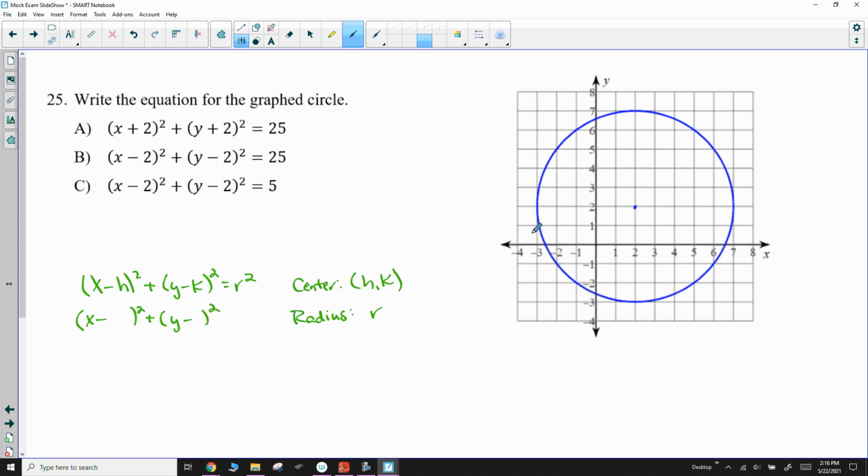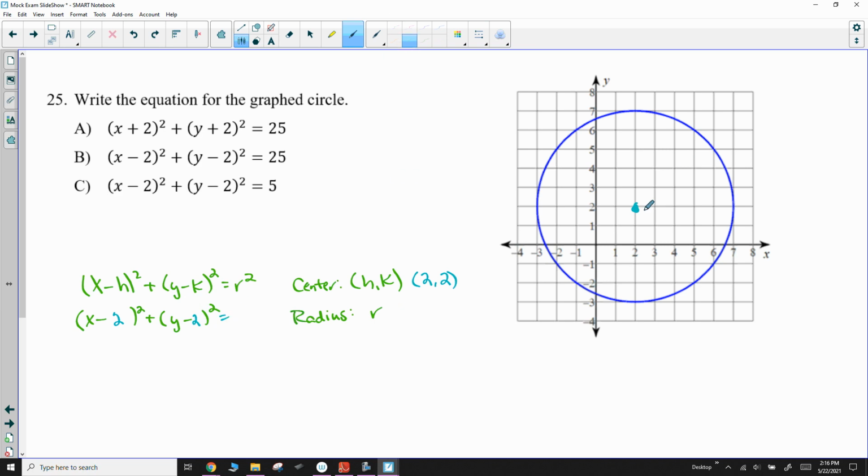I'm going to come to my diagram, and if I find that I need to change the sign, I'm just going to do that. But I don't know. Let's see. My center is right here, and my center is at (2, 2). So x minus positive 2, that's that. And y minus positive 2 is equal to r squared.